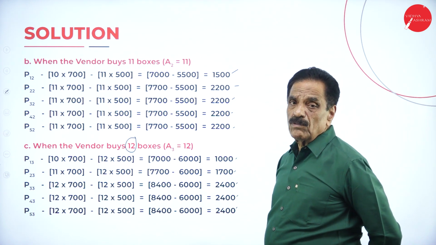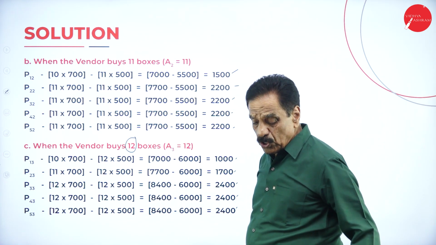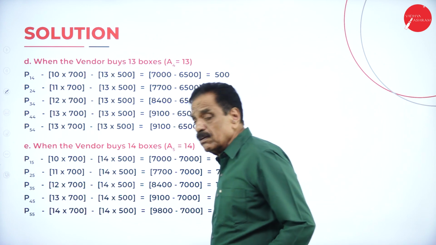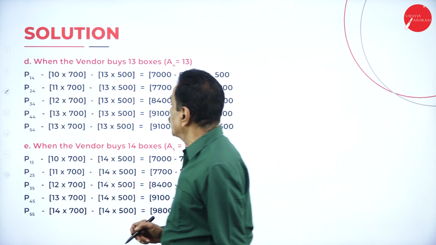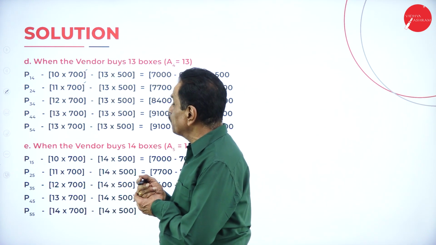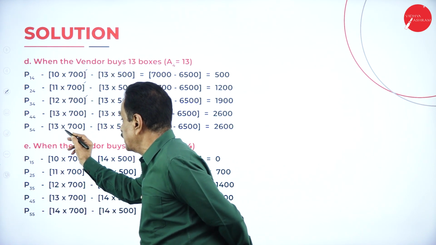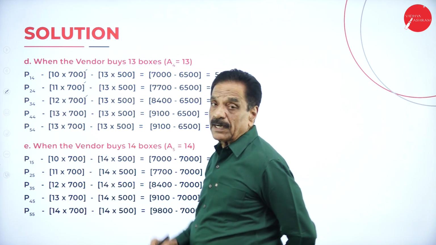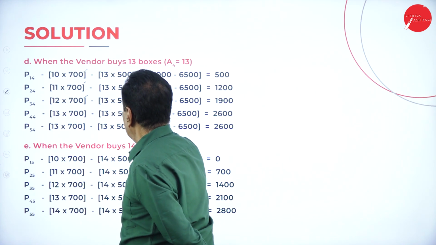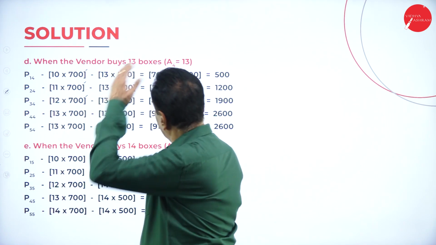In the next problem, you are going to work this out. Now we move on to 13 boxes. First two should be retained, very careful. 10 into 700, 11 into 700, 12 into 700 over. Now 13 into 700, 13 is a new one. And 13 into 500 for each.